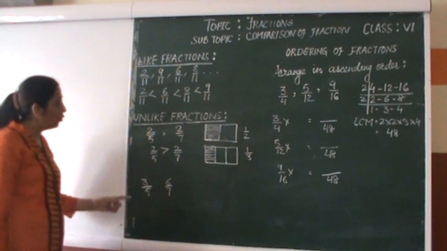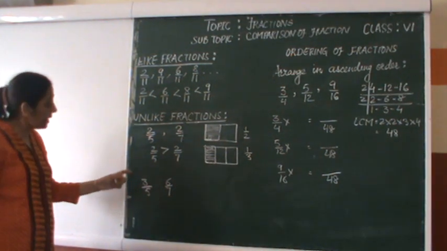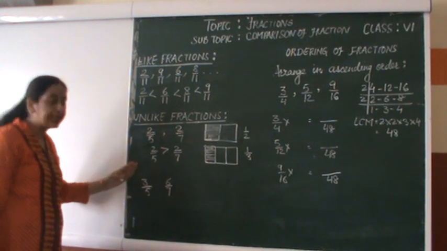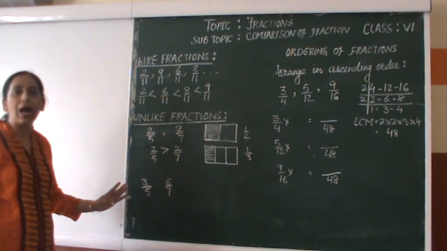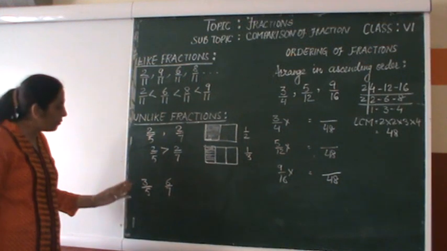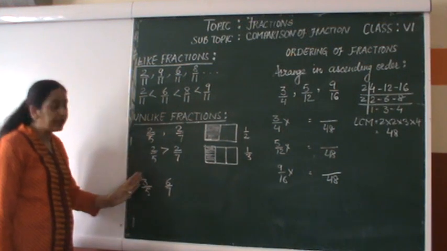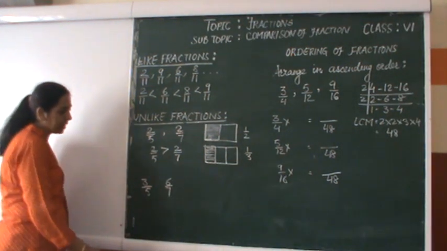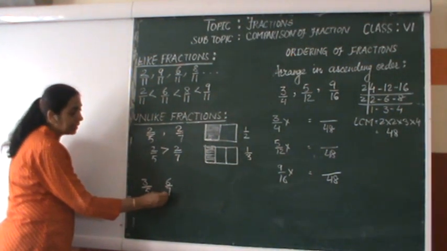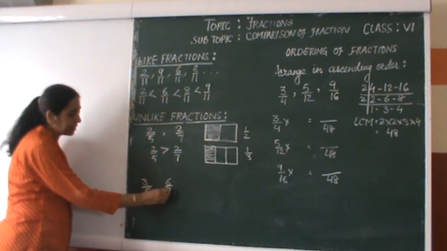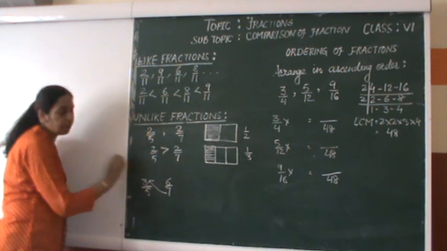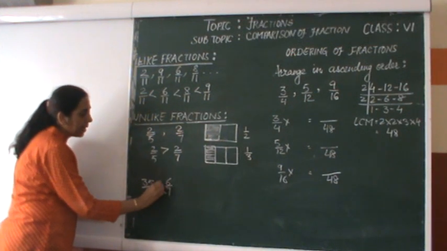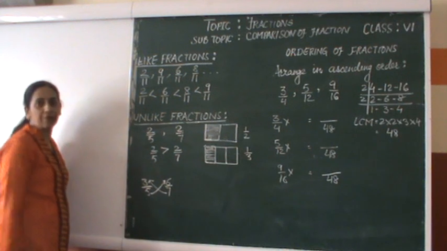Now I come to unlike fractions where numerators and denominators are both not the same. So what can we do? We can compare them by cross multiplication. By cross multiplication, you multiply the denominator of the second fraction by the numerator of the first fraction, and the denominator of the first fraction by the numerator of the second fraction.